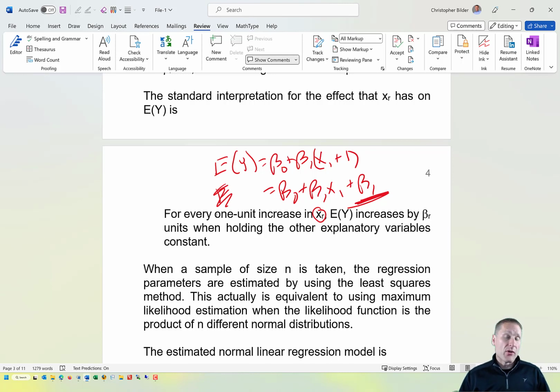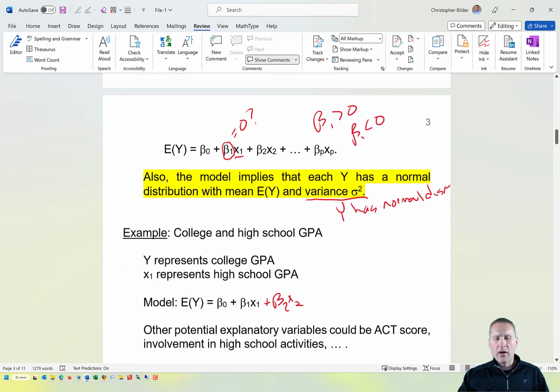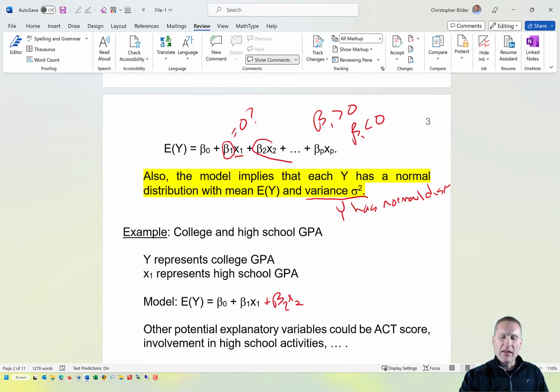I guess maybe more simply put, this whole interpretation comes about through what you would learn in an algebra class when you would interpret the slope of a particular line. Notice I also have that I need to put when holding the other explanatory variables constant. So if we look at a model that does have more explanatory variables, we can't have these extra parts change when we're trying to interpret the effect of one explanatory variable on the expected value of y.